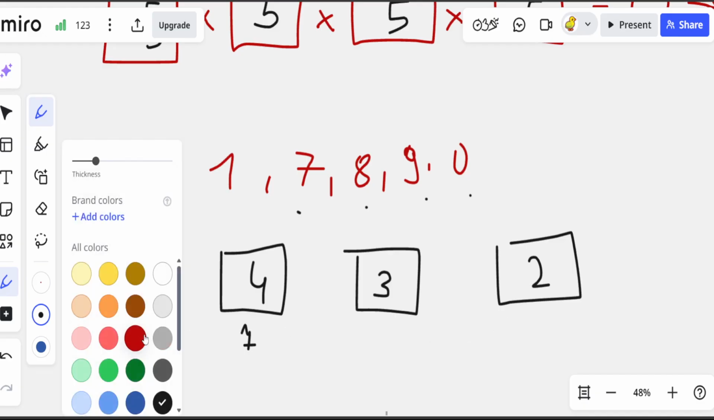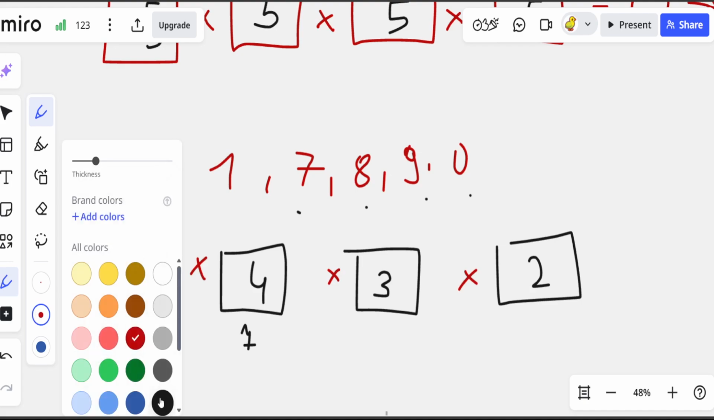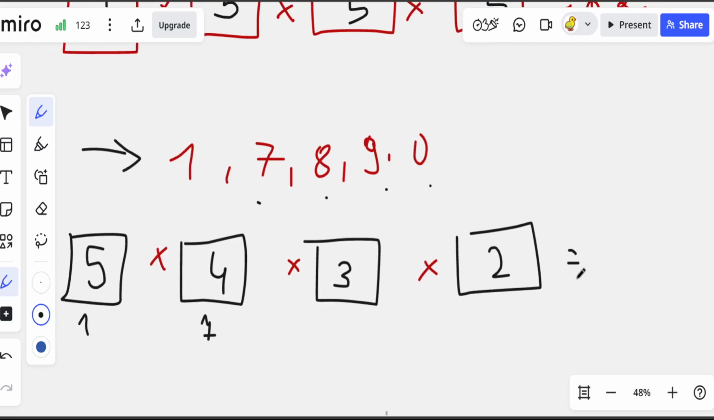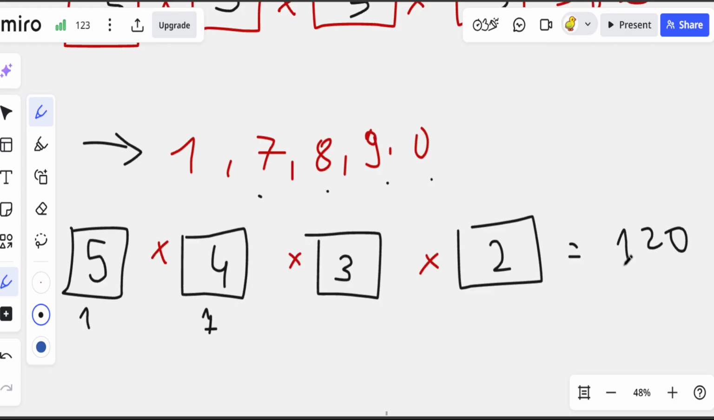And as always in probabilities, in here we multiply. All right, and can I calculate in my head? That's 20, then it's 60, 120. So this is when you cannot repeat the numbers.